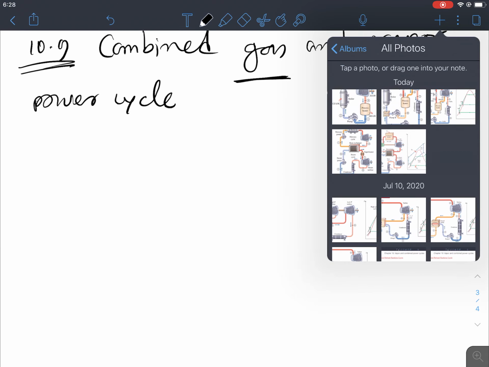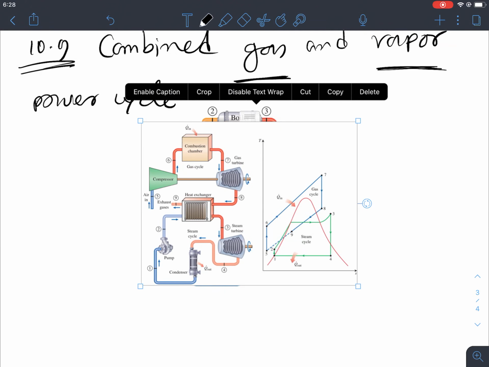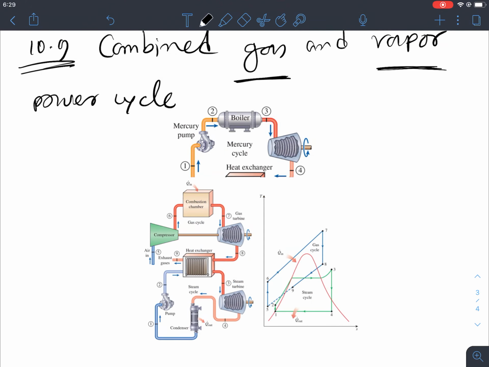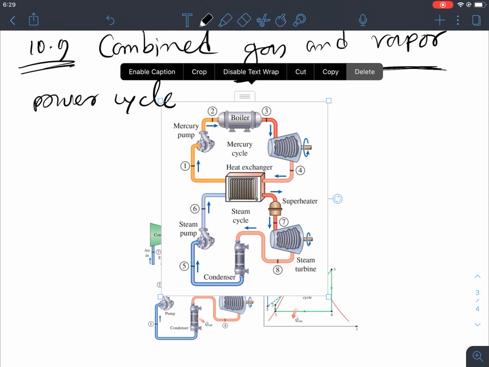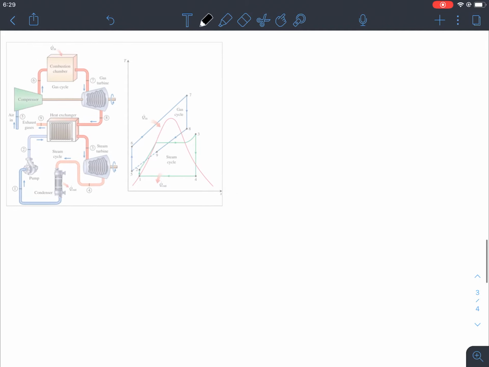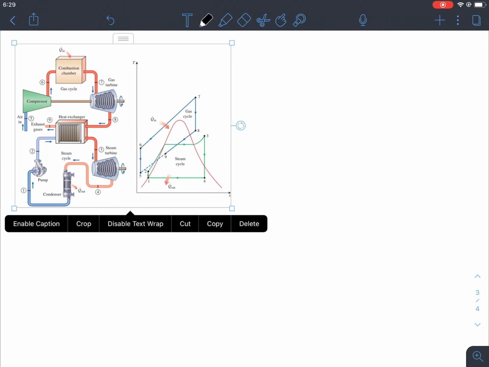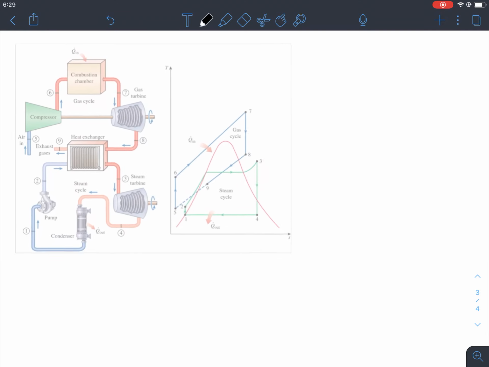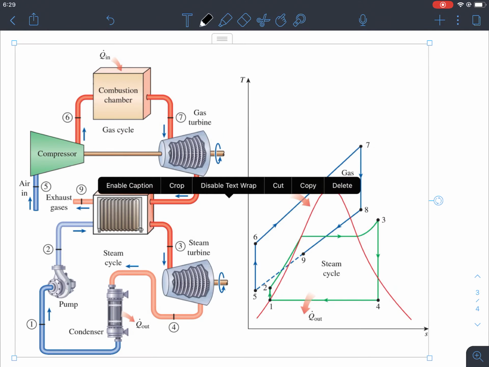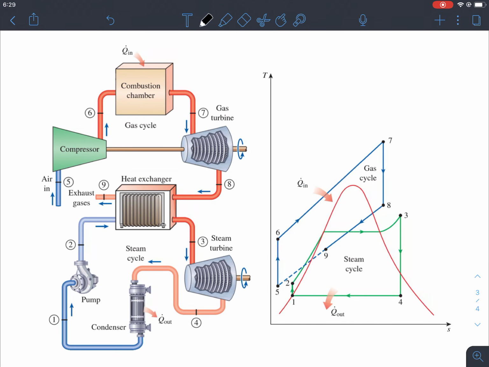Let me export a picture of these two, which is representing this one. Okay, so this is the picture. I took it from the textbook, right? The combined vapor and gas power cycle. How? So let's take a look at the Brayton cycle.